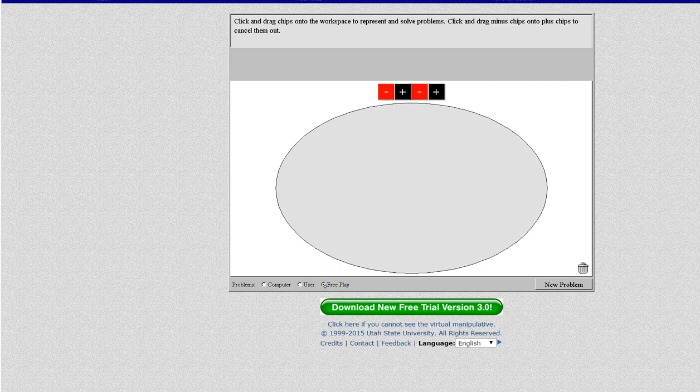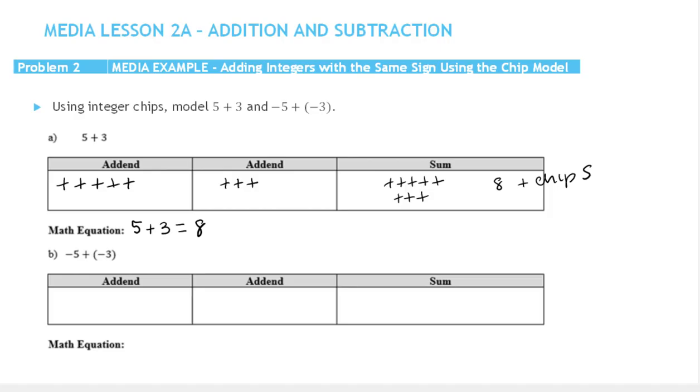So going back to this site, if I have negative 5 chips, I could represent that with 5 of these negative chips and negative 3 chips for the second addend. Okay. And now if we combine them all together, notice we have a total of 1, 2, 3, 4, 5, 6, 7, 8 negative chips. So now let's represent this on paper.